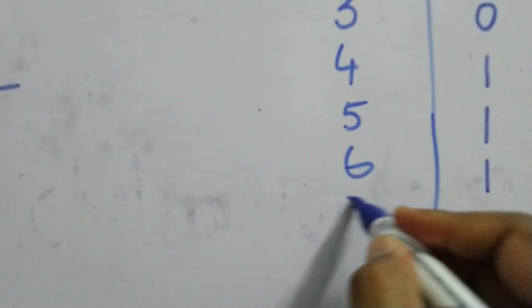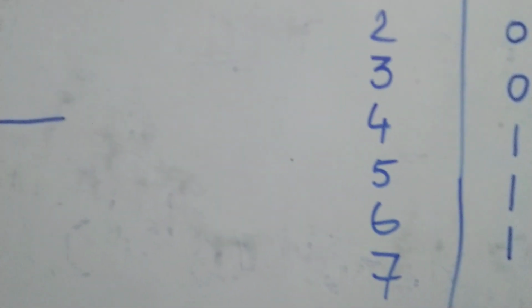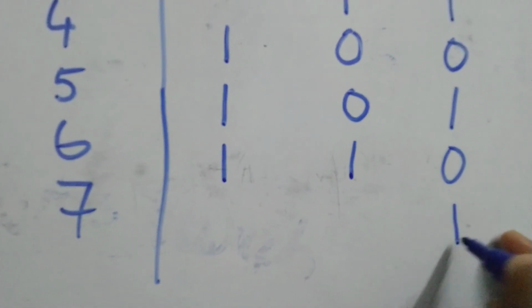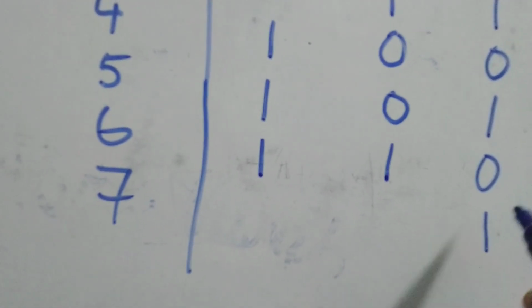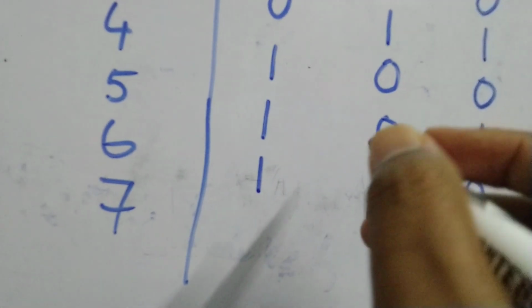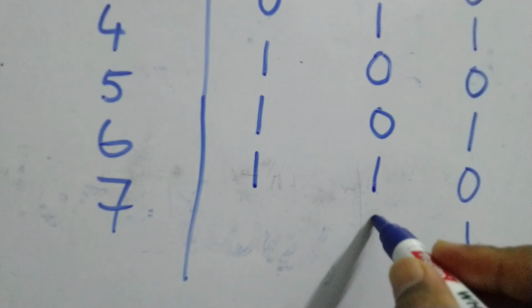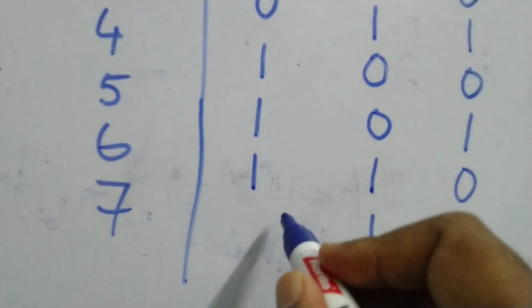And the seventh state, once again applying the clock pulse, it toggles to 1. When it is 1, the second flip-flop remains in the same state, that is 1, and the third flip-flop also remains in the same state, that is 1.